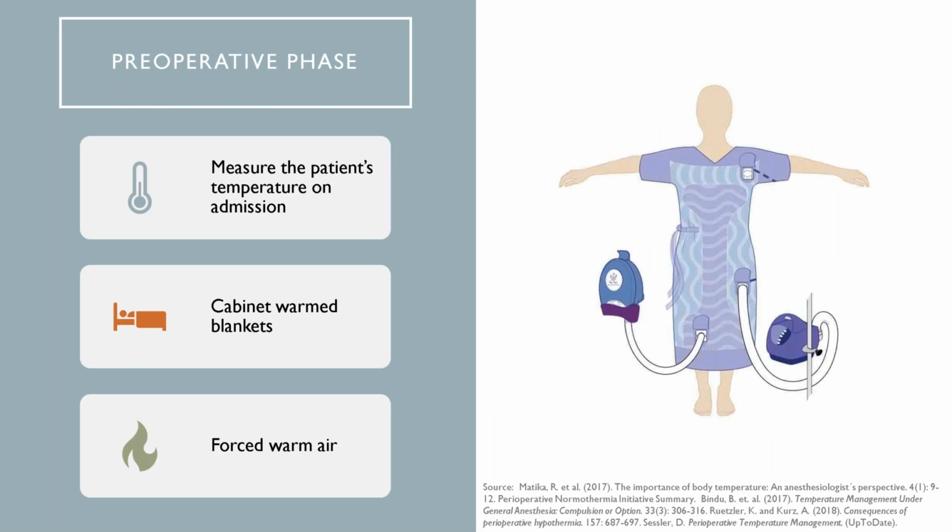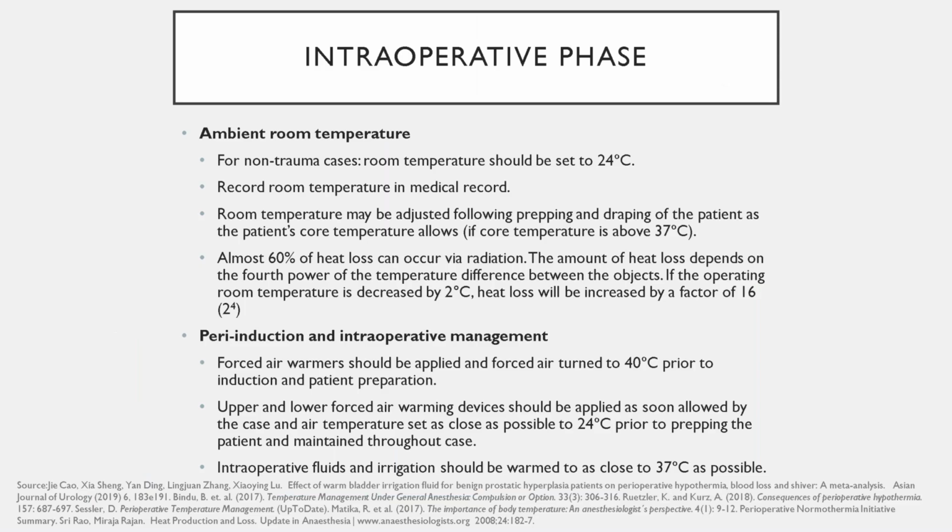So pre-operatively, you can measure the patient's temperature as soon as they come in. That tends to be a standard. Warm the blankets, warm air. I personally like to always set the room to 24 degrees Celsius. I have had a lot of discussions and interesting interactions about that. 24 is only 75 degrees Fahrenheit. That's really just room temperature, but besides the point.